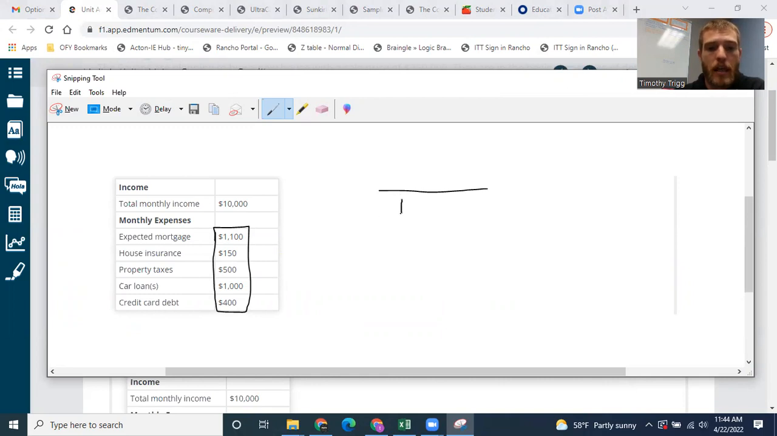The total monthly income, you can see they bring in $10,000 per month, right? So the monthly income is 10,000. So let's figure out their monthly expenses. I'm just going to add these expenses together, their expected mortgage, all this stuff. So this is their expected monthly expenses: $3,150. Okay, divide this.